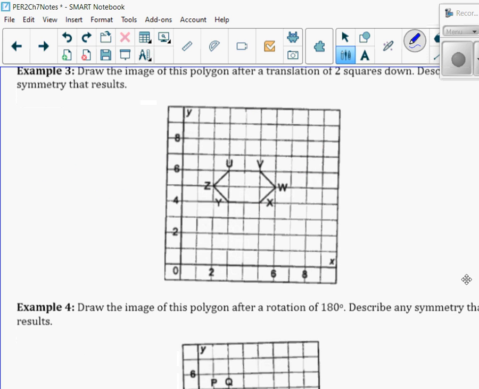Okay, next one. It says here, draw the image after a translation of 2 squares down. Okay, so 2 squares down, that would be U prime. 2 down, that would be V prime. 2 down, that would be W prime. I'm going to be joining this. 2 down, that would be X prime. And then 2 down, that would be Y prime and Z prime. So there we go. It says what kind of symmetry.